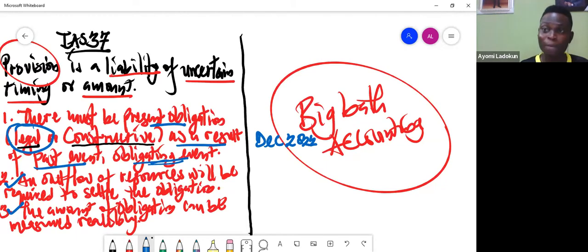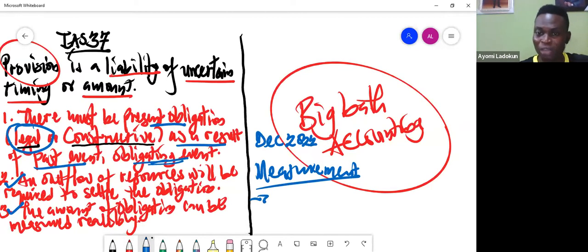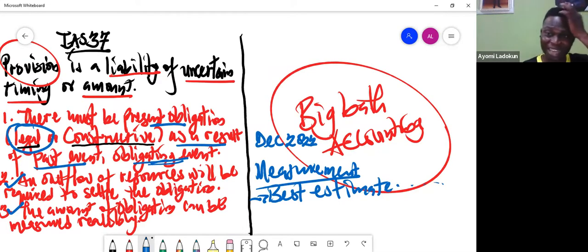So how do you now measure provision? How do you measure provision? Okay, measurement criteria. Provisions are measured at the best estimate. Let me write that. Measurement criteria. Provisions are measured at the best estimate of the expenditure required to settle the obligation. Okay, provisions are measured at the best estimate.